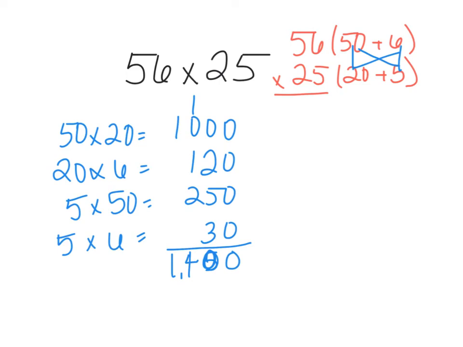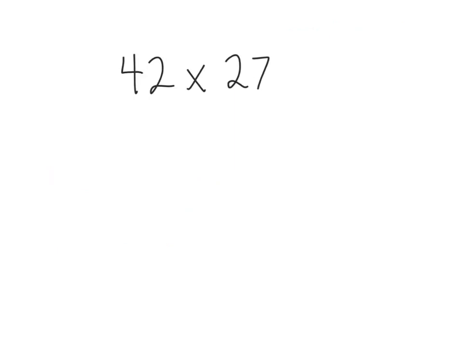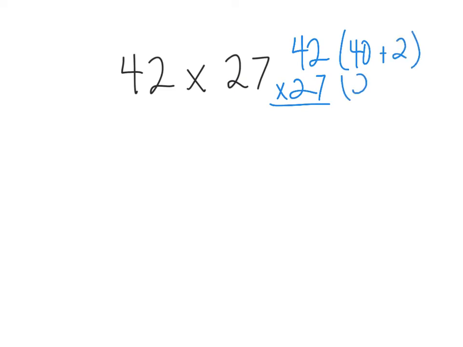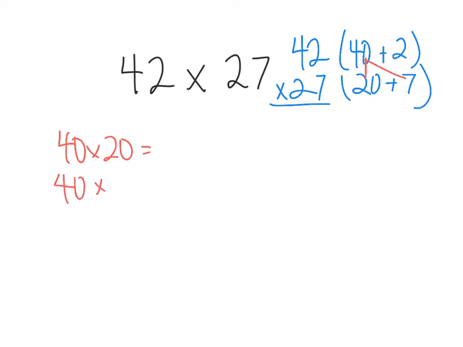Let me show you one other example. This time I'm just going to write it vertically. 42 times 27. So 42 is the same as 40 plus 2. 27 is 20 plus 7. If I'm pretending they're at a party, they all gotta meet. 40 meets 20. 40 meets 7. 20 meets 2. And 2 meets 7. Then I solve.